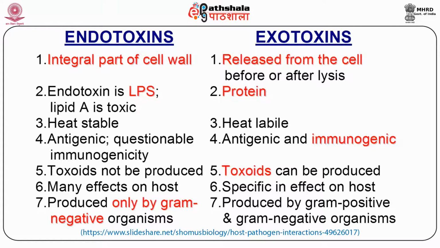What is a toxoid? A toxoid can be defined as an inactivated toxin that can be used for vaccination. So endotoxins have many effects on the host, whereas exotoxins have a specific effect on the host. Endotoxins are only produced by gram-negative organisms, whereas exotoxins are produced by gram-positive as well as gram-negative organisms.